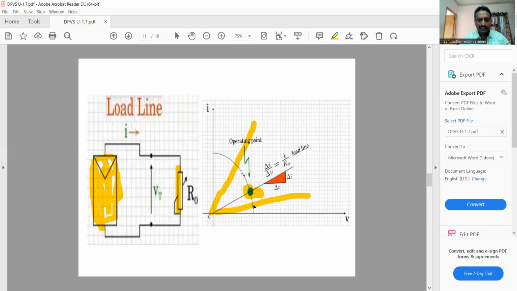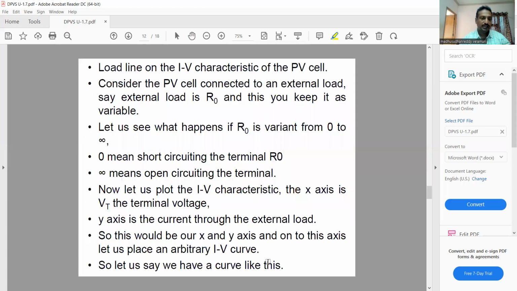So what happens here is the operating point changes. When you change this resistance, its operating point changes. What is this operating point? The operating point is nothing but the point at which the load line crosses the IV characteristics, like a tangent. So it's called the load line. See here, the load line on the IV characteristic of the PV cell.